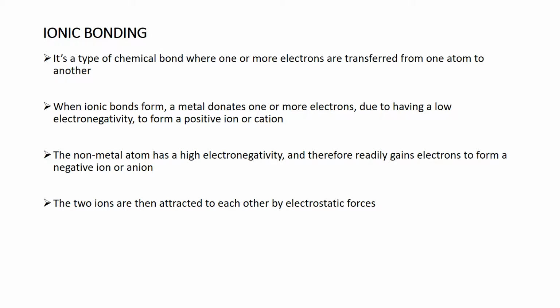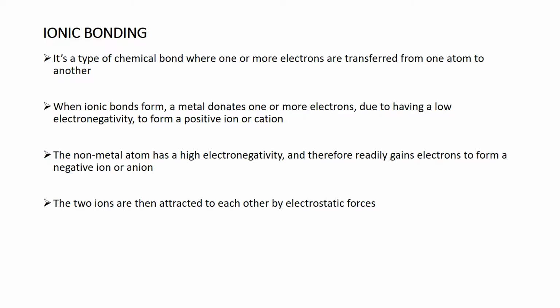When ionic bonds form, a metal donates one or more electrons. Remember, metals are found on the left of the periodic table, so they tend to lose electrons. They donate electrons due to having a low electronegativity to form a positive ion, a cation.